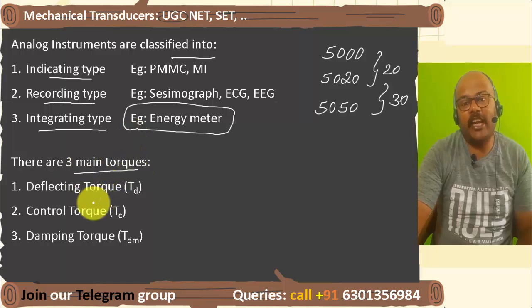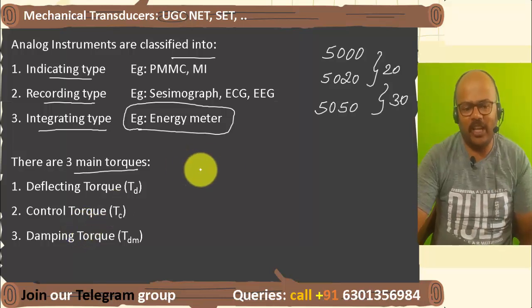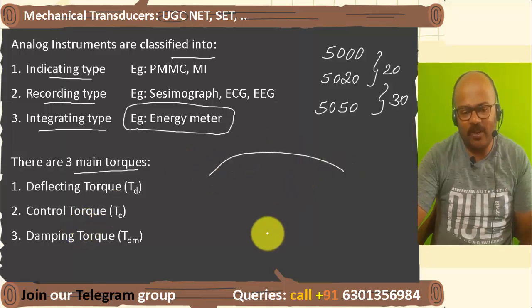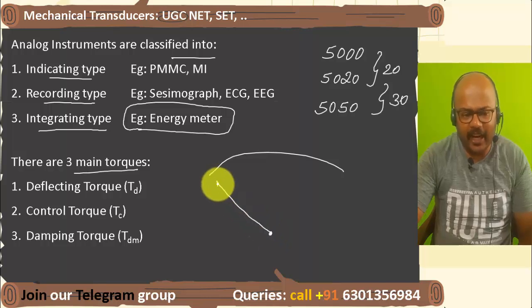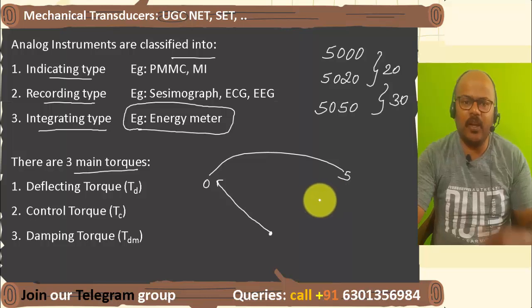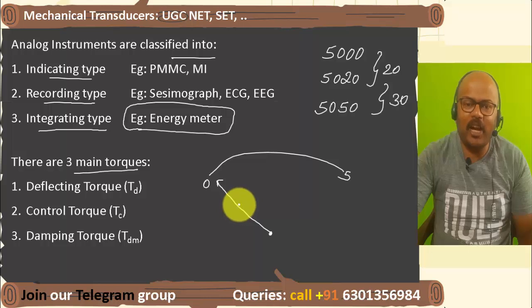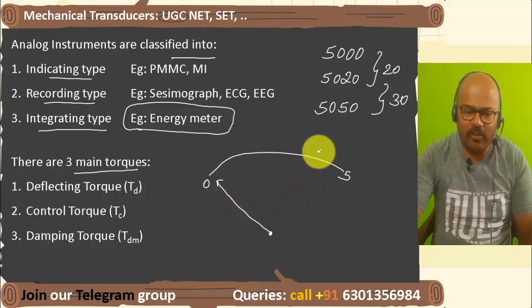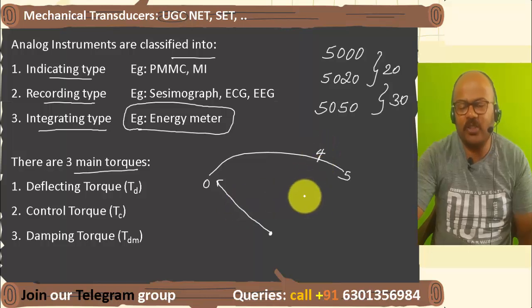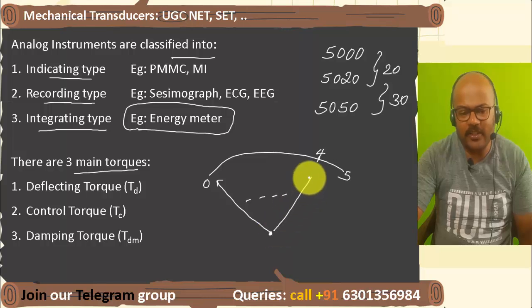One is the deflecting torque, the control torque, and the damping torque. One simple example I am going to give you. Say suppose this pointer is reading 0. Maximum value is 5. Voltage, current, not at all important for us. Say suppose this pointer wants to read 4. Now from 0 to 4 it has to move.